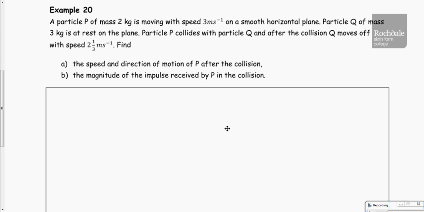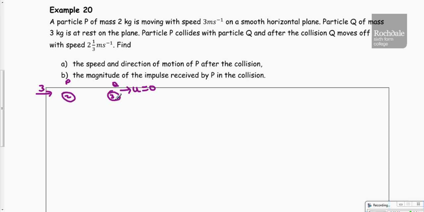M1 Dynamics example 20. In this example, we're going to use the principle of conservation of momentum. We've got two particles, one of mass 2, which is particle P, and it's moving along with a speed of 3 meters per second. So as you read the question, label your diagram. It's on a smooth horizontal plane, and particle Q of mass 3 is at rest on the plane. So the initial speed there is 0.